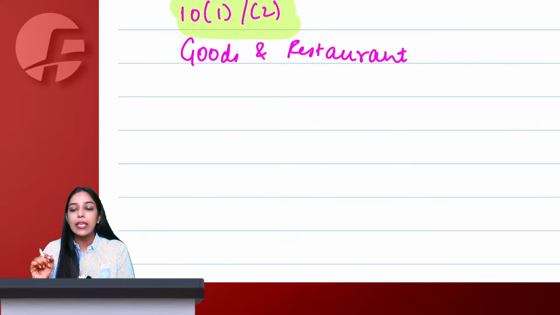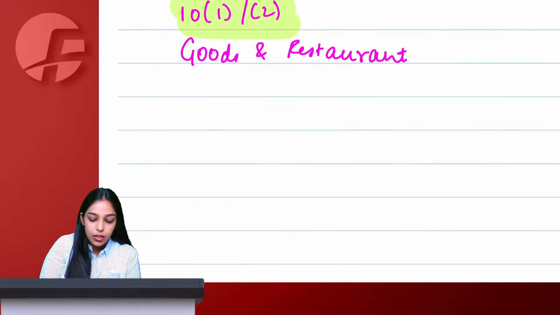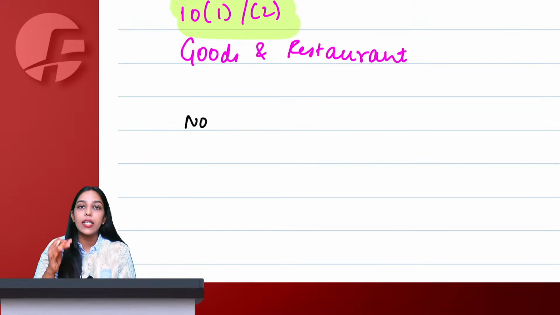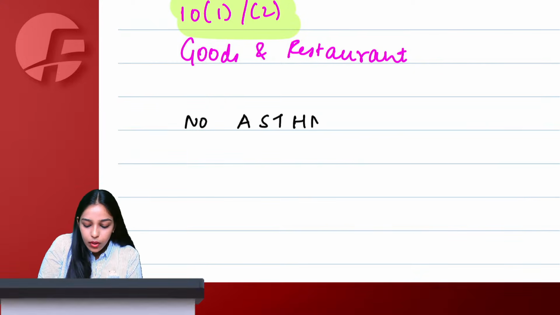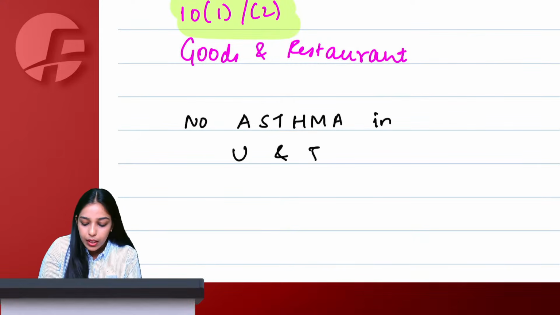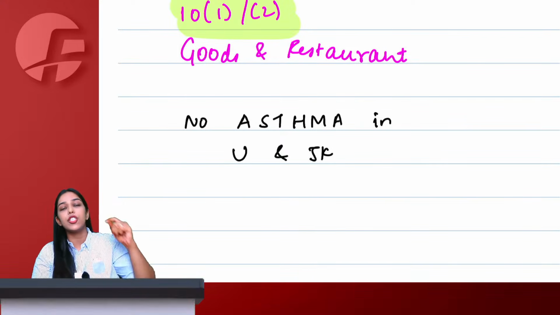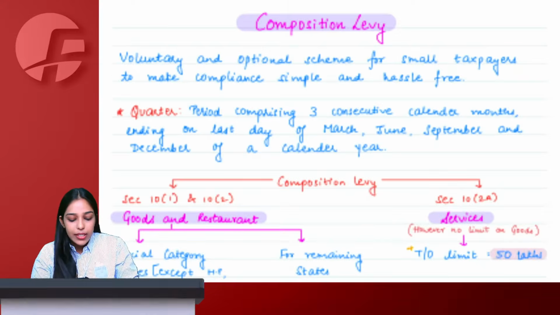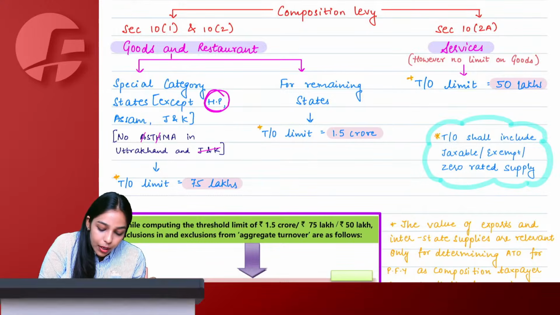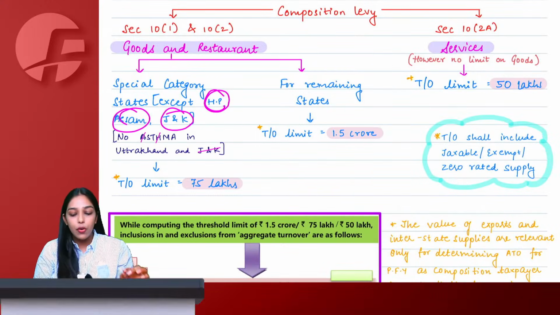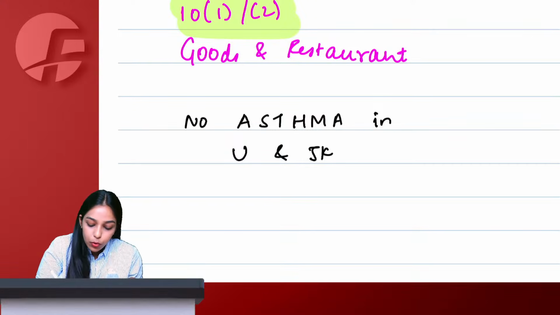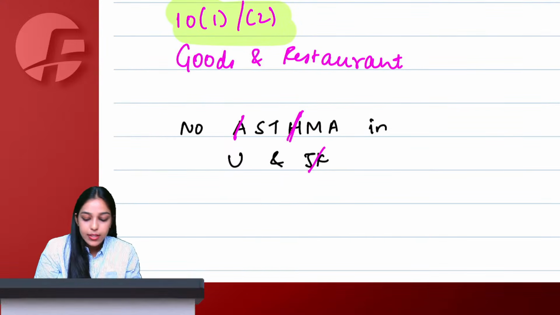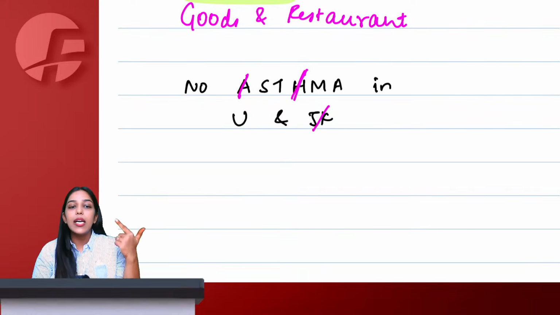If you are in a special category state, what are the special category states here? What were the special category states that I have taught you? No asthma in Uttarakhand and Jammu Kashmir are the 11 special category states: Nagaland, Assam, Sikkim, Tripura, Himachal Pradesh, Manipur, Mizoram, Meghalaya, Arunachal Pradesh, Uttarakhand and Jammu Kashmir. Now, out of these 11, you remove Jammu Kashmir, Himachal Pradesh and Assam. The remaining states are Nagaland, Sikkim, Tripura, Manipur, Mizoram, Meghalaya, Arunachal Pradesh and Uttarakhand.